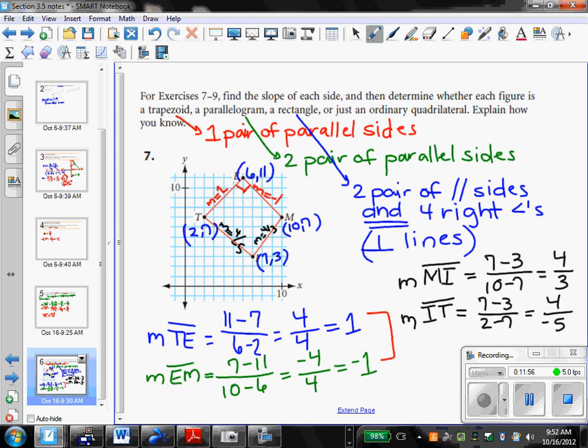So there are no more right angles because I don't have any other perpendicular slopes. And I have no slopes that are the same. So it can't be a parallelogram. It's not a trapezoid. It is just going to be an ordinary quadrilateral, but it does contain one right angle.